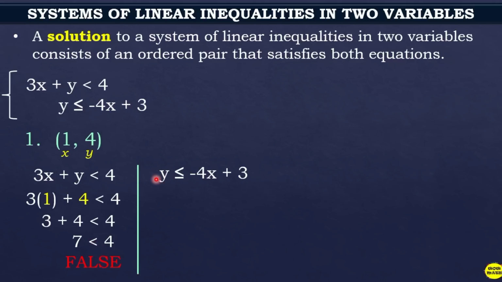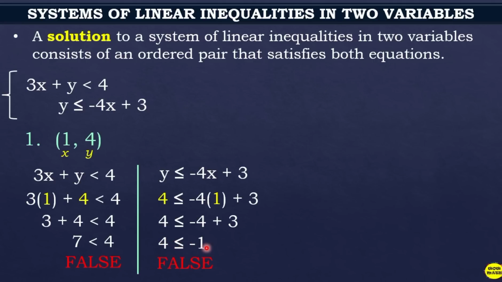Okay? Punta tayo sa pangalawang inequality. So, substitute natin. Take note ha, baka malito tayo. Ito po ay y. So, 4 ang isa-substitute natin dito. And then, for x, we have 1. So, 4 is less than or equal to negative 4 times 1, that is negative 4, plus 3. So, we will have 4 is less than or equal to negative 4 plus 3, that is negative 1. So, therefore, is this true? Ang 4 ba ay less than or equal to negative 1? No, that is false. Okay?